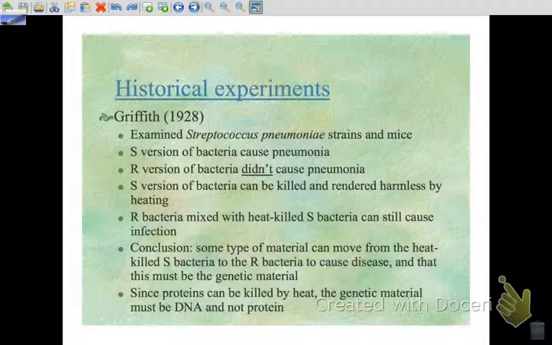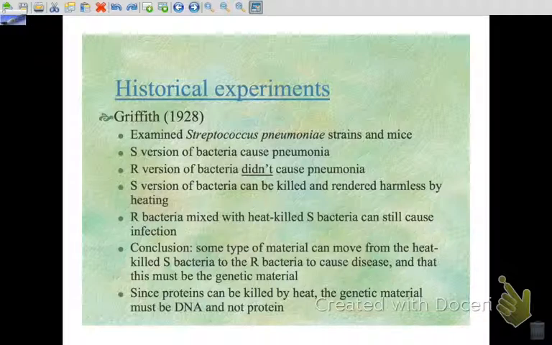What is heating, extreme heat, do to proteins? Because all proteins are enzymes, or all enzymes, sorry, all enzymes are proteins. What happens when you heat a protein? Denatures. It kills it. It destroys it. So when he heat killed this S version bacteria, injected it into the mice, what happened to the mice? Nothing. They lived. So he destroyed the cell so much that it didn't cause anything to the mice.